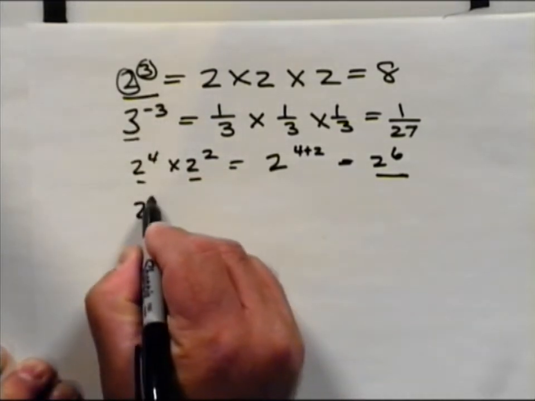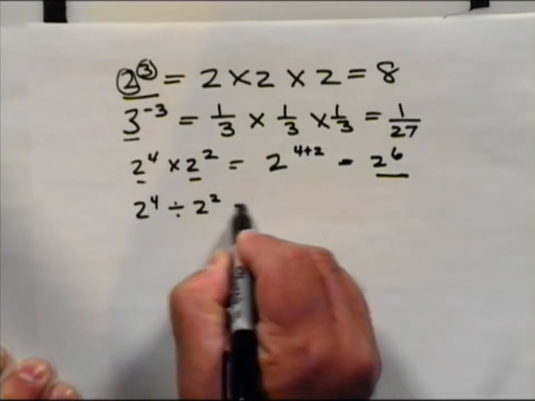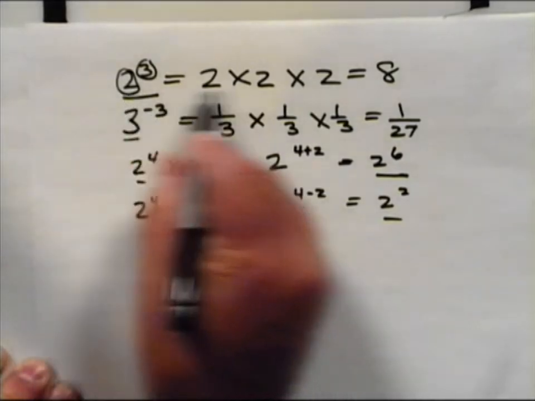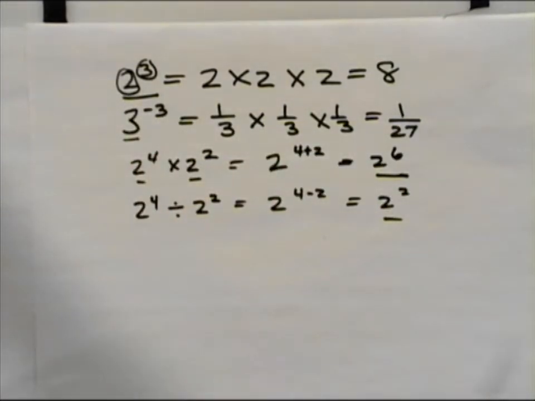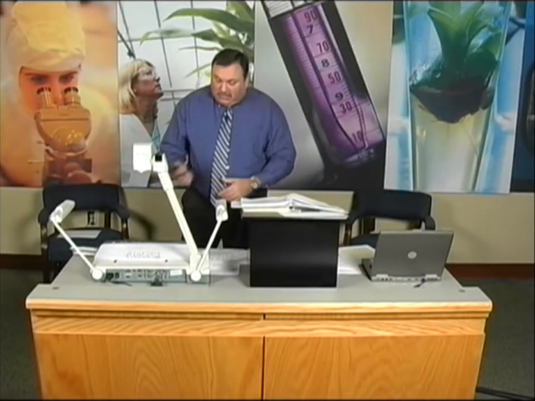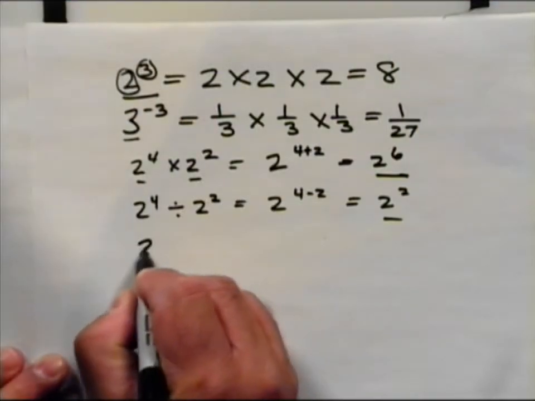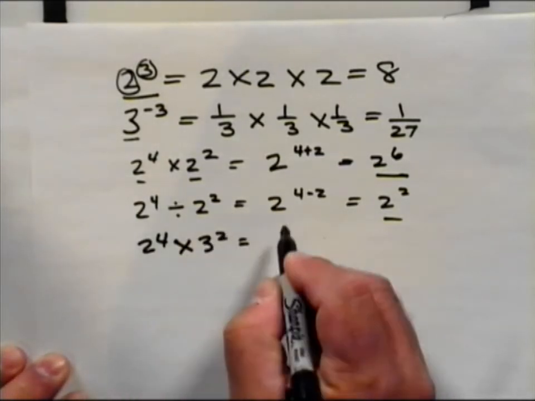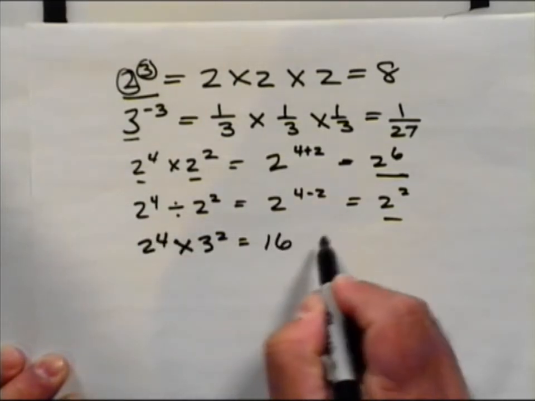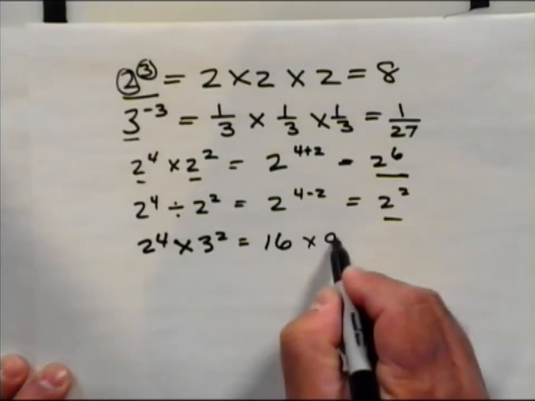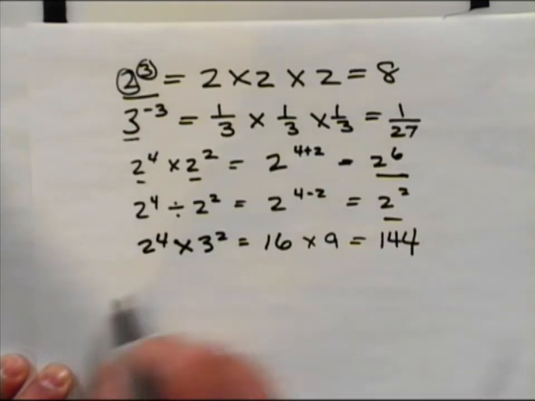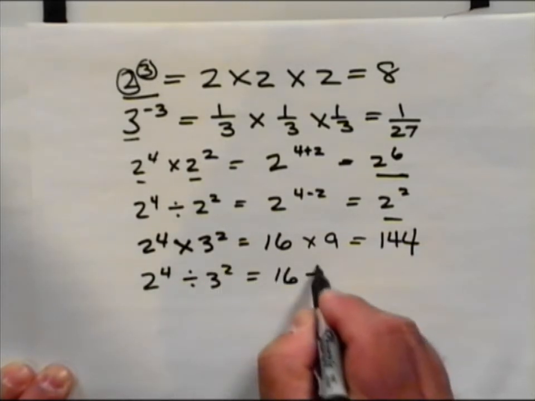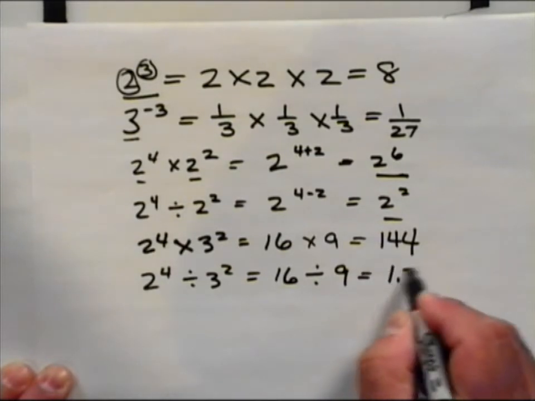And in the case of division, 2 to the fourth power divided by 2 to the second power would be 2 to the 4 minus 2, or 2 to the second power. And again, we could easily calculate that as we did up above. Now, when we're talking about multiplying and dividing with different bases, it's a little bit different. For instance, 2 to the fourth times 3 to the second: 2 to the fourth calculates to 16, 3 to the second is 9, and 16 times 9 would be 144. And if we were dividing 2 to the fourth by 3 to the second, we'd have 16 divided by 9, and that would be equal to 1.78.